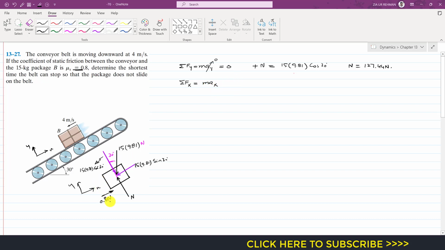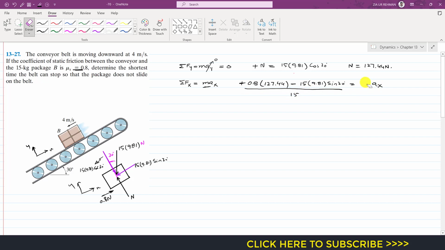Now if we apply the summation of forces along x equals MAX, as we can see this friction force is acting in the positive x direction, so I have to write plus 0.8 times N, and now we know this N, which is 127.44, and this sine component is acting in the negative x direction, so I have to write minus 15 into 9.81 sine of 30 degrees, and this will be equal to MAX. The mass of the package is 15 kg, so 15 into AX.